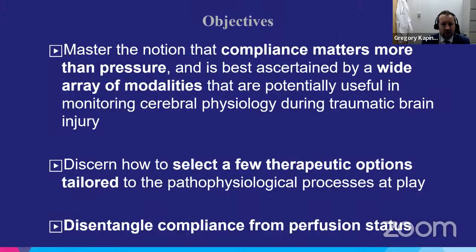The objectives of this talk would be, I hope the audience will gain some knowledge, or at least a reflection on what they conceived about ICP and TCDs, and eventually develop a better notion that compliance matters more than the pressure inside the skull, and that there's diverse modalities that can assess that. And of course, conventionally, we rely on an EVD to tell us what is the ICP, but there are other modalities that can give you even more information. We can discern also from those other modalities, especially the one that I'm going to talk about today, which is transcranial Doppler, how to select better which therapeutic options we have, because in our armamentarium to treat an ICP crisis, we have many different options.